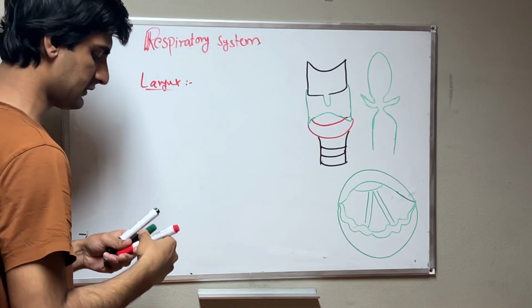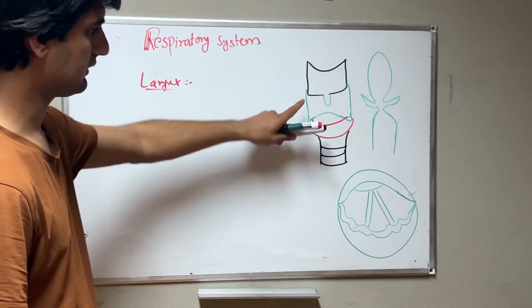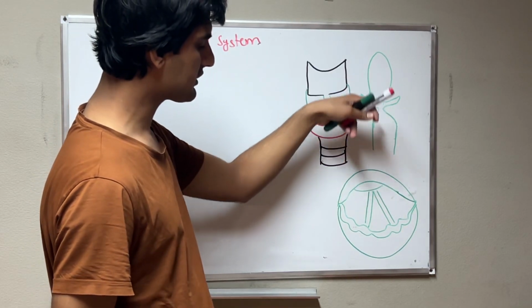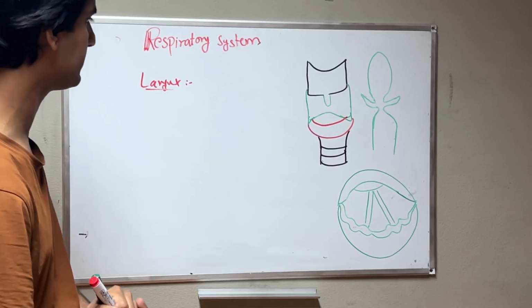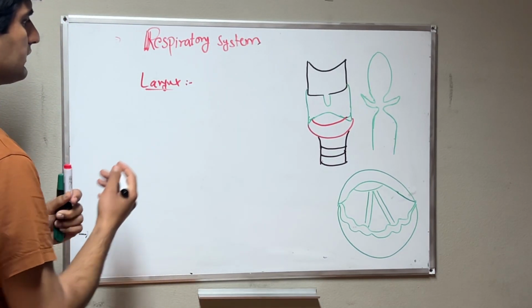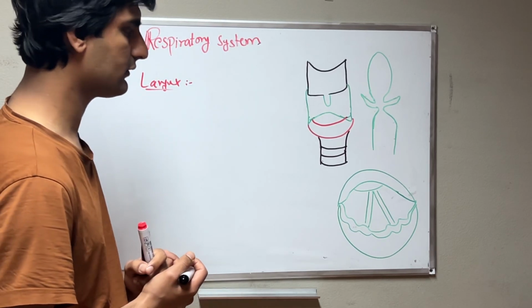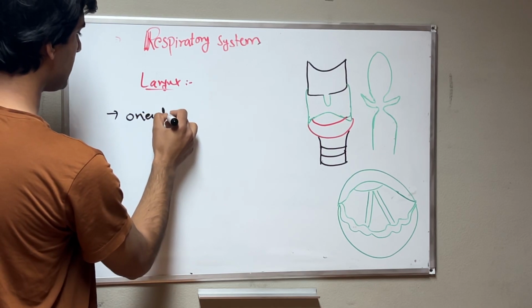Larynx takes part in the respiratory system. This is the larynx diagram in different views. This is the larynx, then the internal section of the larynx, and this is the phonation, the vocal cord system. First we are going to talk about the orientation of the larynx.